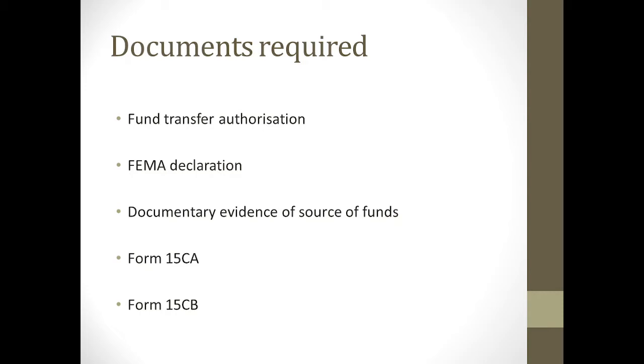Third is the documentary evidence of source of fund. From where you have earned this amount which you are going to transfer from NRO to NRE. So the bank will require the evidence of source of fund. Fourth document and the fifth document is basically an income tax form, Form 15CA and Form 15CB. Form 15CA is self-certified, so you can sign and give, but Form 15CB is CA certified. Now we will discuss in detail each of these 5 forms.